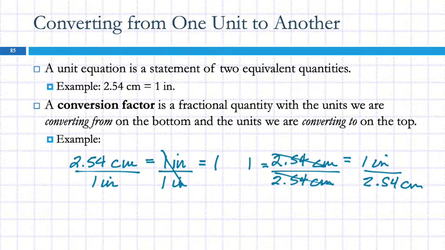So in dimensional analysis, we're going to take the unit that we have, the measurement, and we're going to multiply by things like this that are equal to 1 so that the units will cancel out and we'll get the unit that we want at the end.